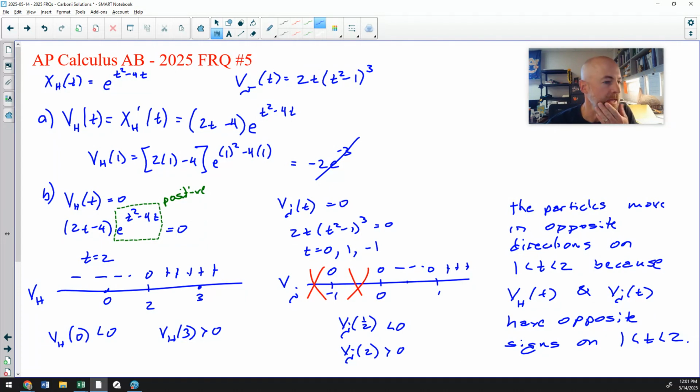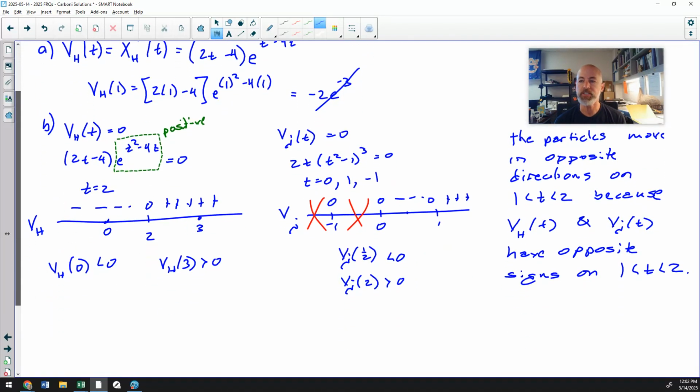Okay, so there's A and B. Let's look at C. It can be shown that the derivative of J's velocity at 2 is positive. Is the speed of the particle increasing, decreasing, or neither at time t equals 2? Okay, that's going to be pretty convenient. So speed increases when velocity and acceleration have the same sign. Speed decreases when velocity and acceleration have opposite signs.